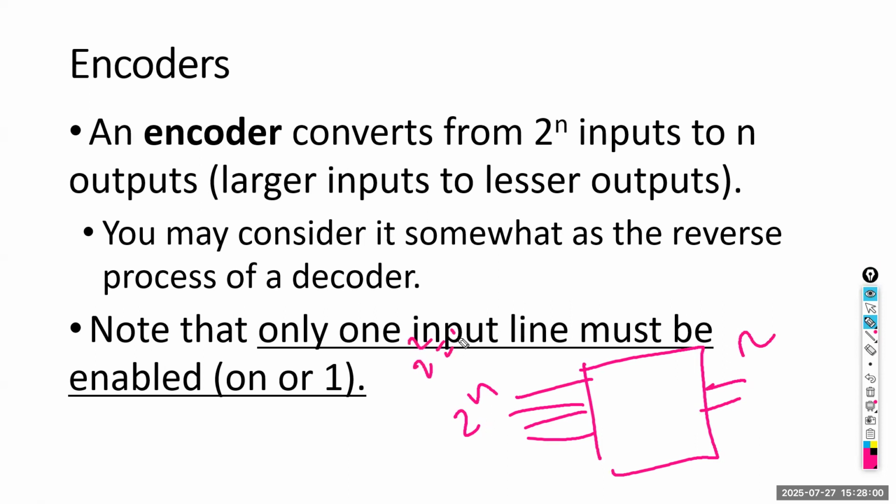Like 2 to the power 2 or 4 inputs, 2 outputs. For 2 to the power 3 or 8 inputs, 3 outputs. So that is the step number 1. Okay. And now there's another restriction. Only one input line must be enabled. So only one input must be enabled. Others must be disabled. So when this is 1, others must be 0. That is also okay, right? Because in decoder, only one output is 1. Now only one input is 1. Right? So far, so good. Right? It's like the reverse.